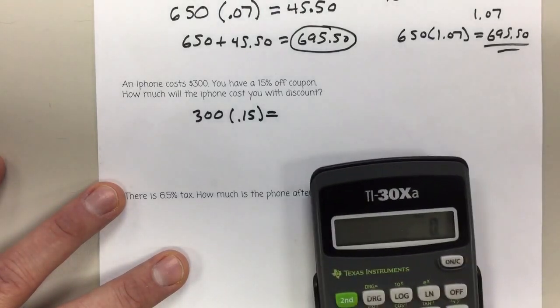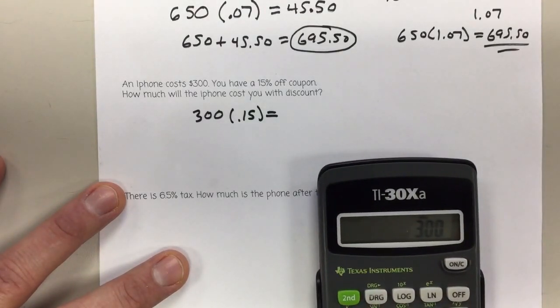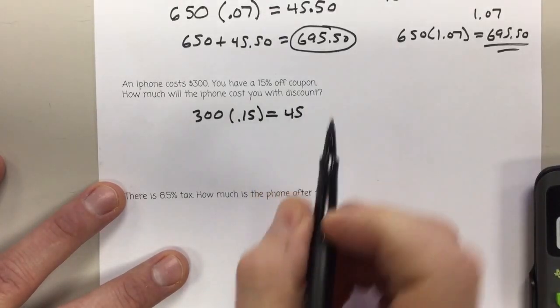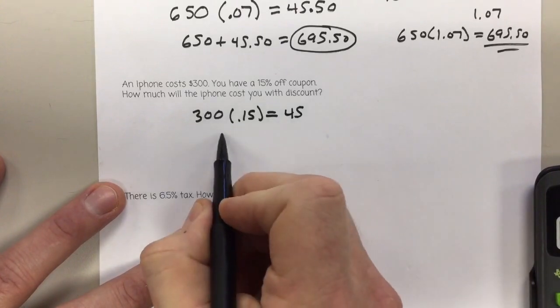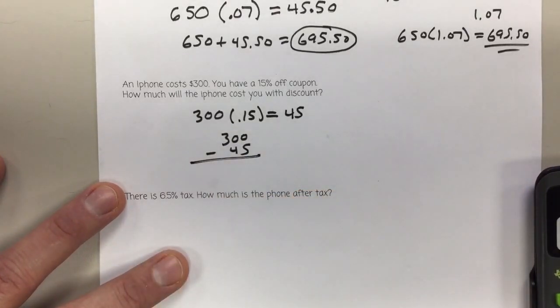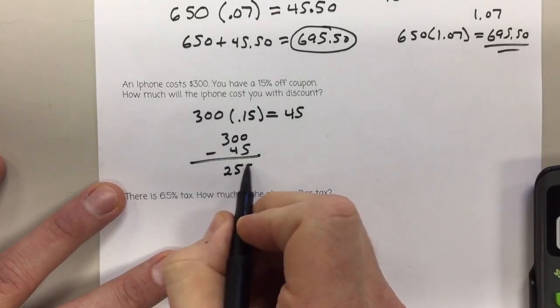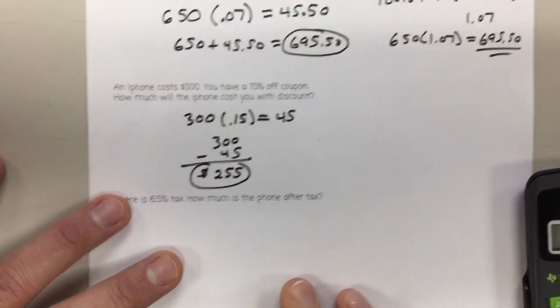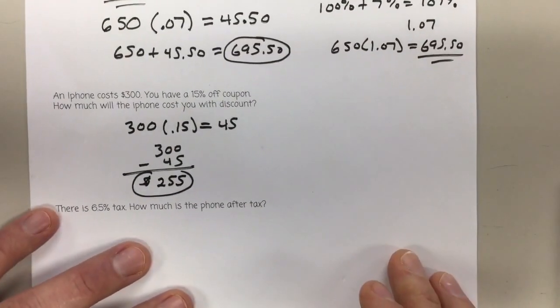This will give us the amount of the discount, $45. Now, to figure out the total cost to me, though, I have to take 300 and subtract $45. And it's going to cost me $255. Okay? Again, though, there's another way to do it.